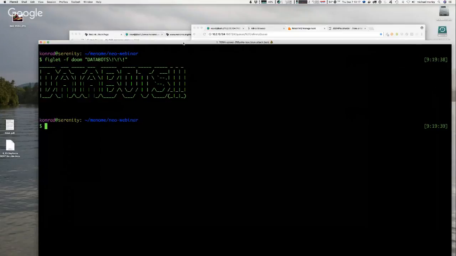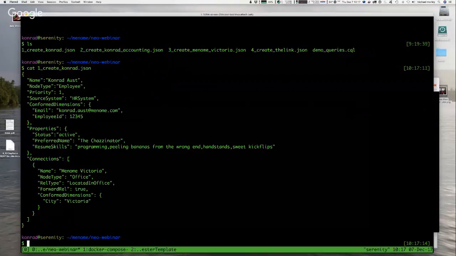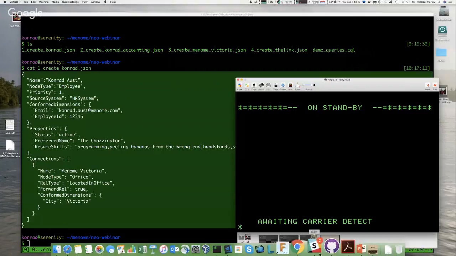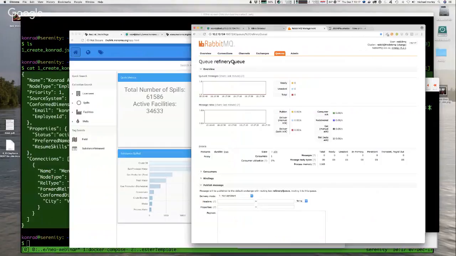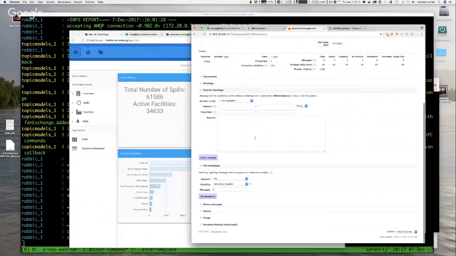So I actually have just in here a couple sample JSON messages. So this is sort of what you saw before. This represents one data object. This represents me. I'm an employee. And this is supposedly from our HR system, which tracks that I'm in Minom, Victoria. This is one data message. And you'll notice we have a refinery queue open in Rabbit. Our stack is running right here. We can actually go into the queue and manually paste this message in.